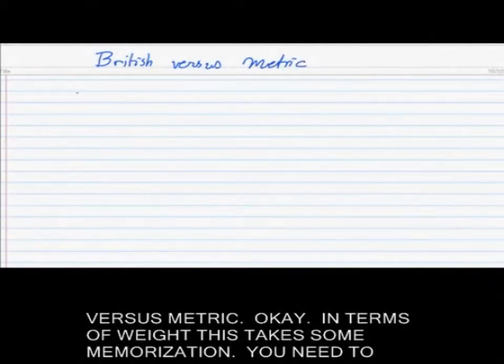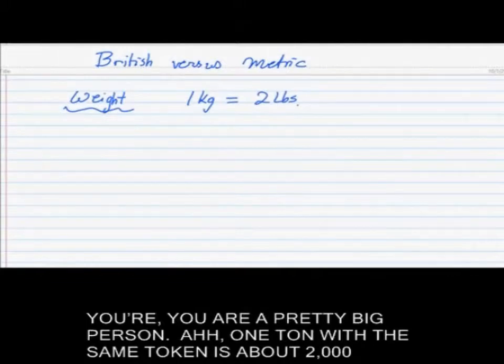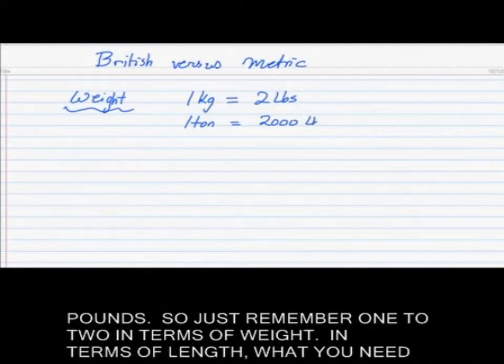Okay, in terms of weight, this takes some memorization. You need to remember 1 kilogram is approximately 2 pounds. So if you weigh 150 kilograms, you're a pretty big person. 1 ton, by the same token, is about 2,000 pounds. So just remember 1 to 2 in terms of weight.